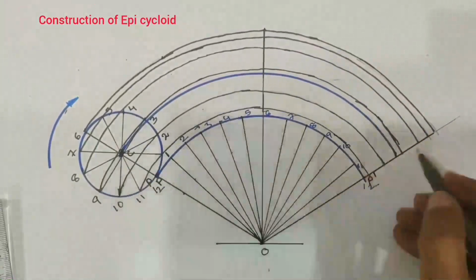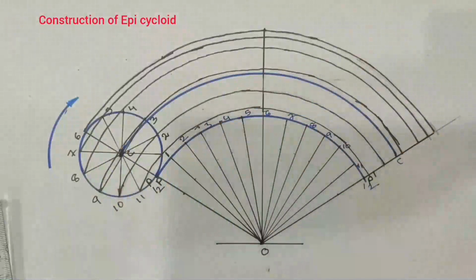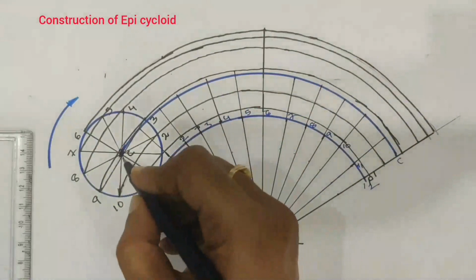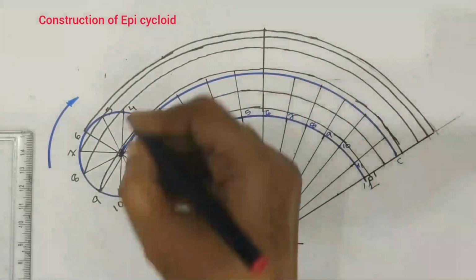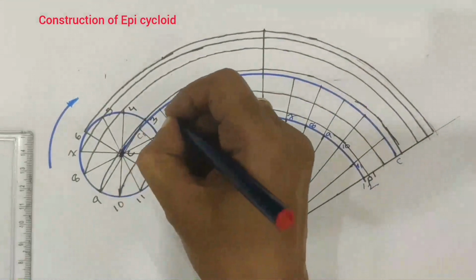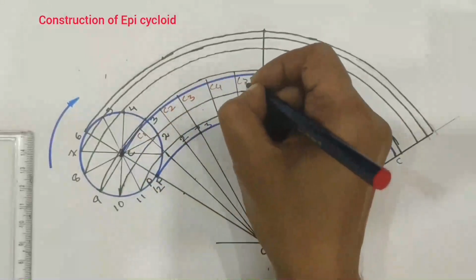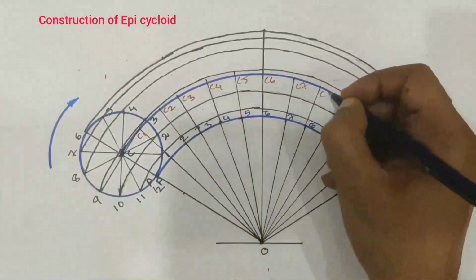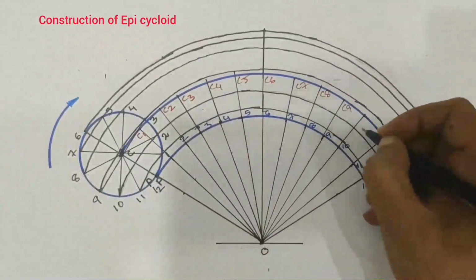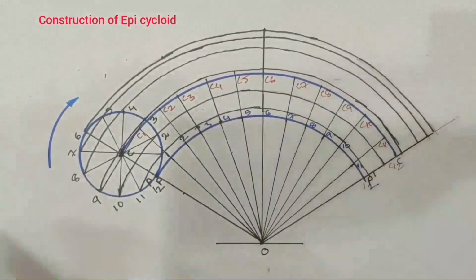Then similarly divide this locus of path arc also into 12 equal parts. Then give the numbering on the locus of path arc, say C1, C2, C3, C4, C5, C6, C7, C8, C9, C10, C11, C12.